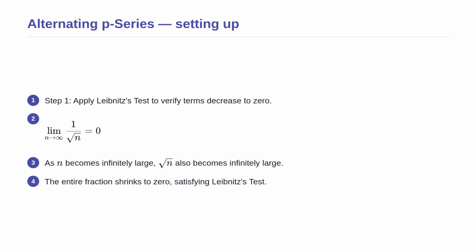We take the limit of 1 over the square root of n. As the index n becomes infinitely large, the square root of n also becomes infinitely large. This causes the entire fraction to shrink to 0. Since the denominator is always growing, each term is strictly smaller than the one before it. This satisfies Leibniz's test, proving that the alternating series converges.